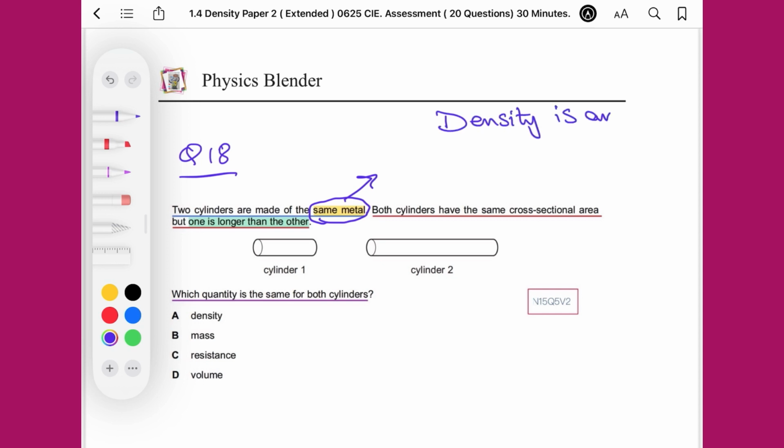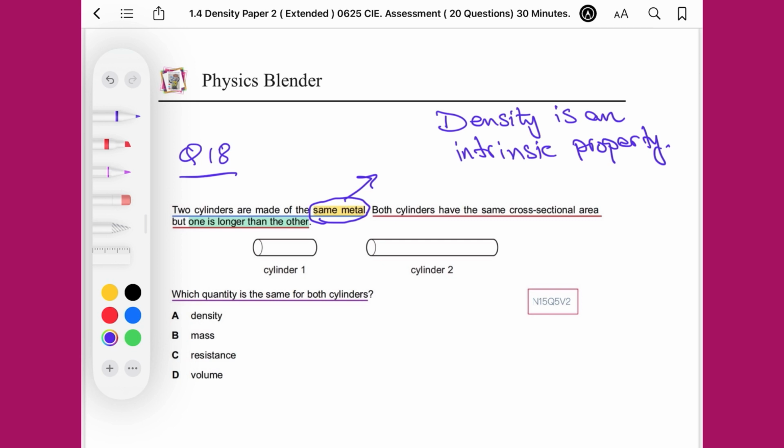is an intrinsic property. It's a physical property. Okay? Can you tell me what are the factors affecting density? Can you guess?